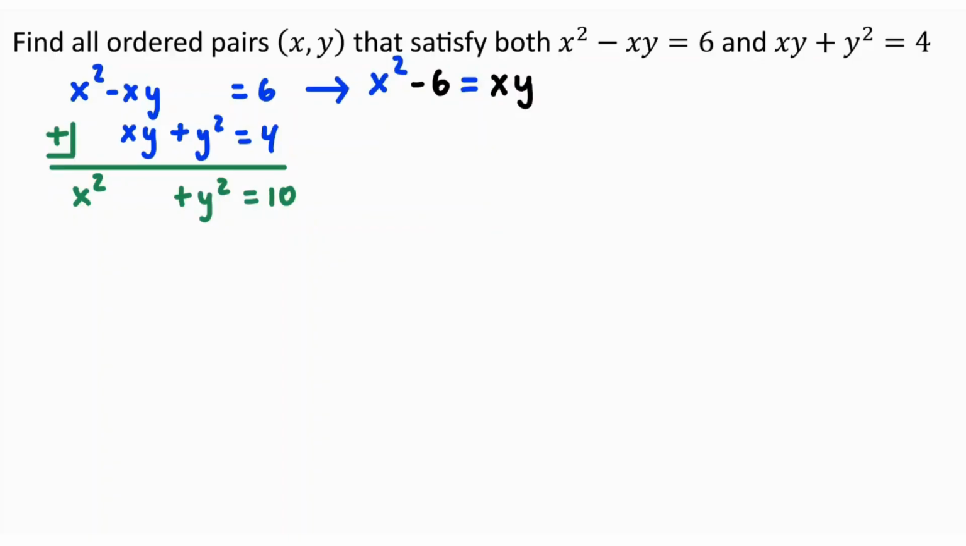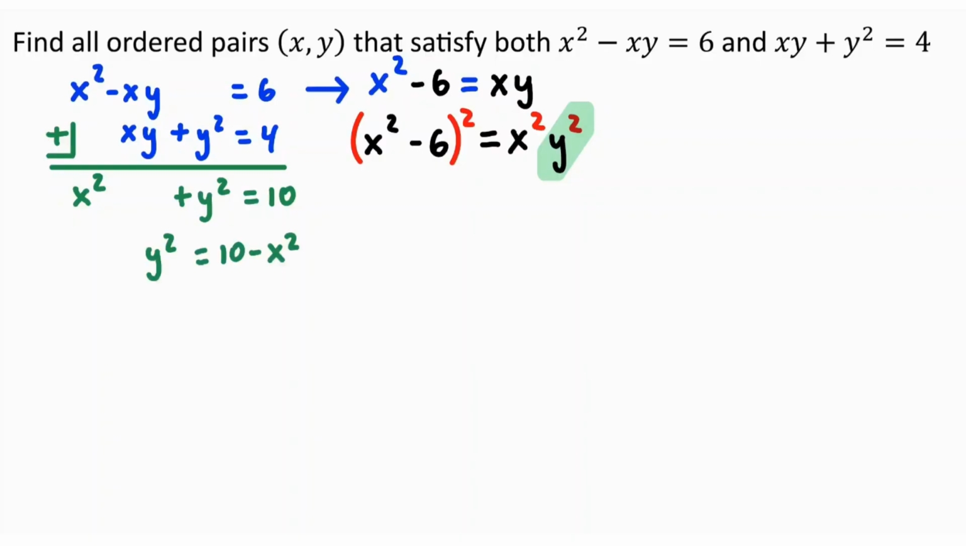Then with this new equation, we'll square both sides so that we can have this y squared right here. Now back to the x squared plus y squared equals 10. We're going to subtract x squared from both sides to get y squared equals 10 minus x squared, so that we can then substitute into this equation to get x squared minus 6, quantity squared, is equal to x squared times the quantity 10 minus x squared.